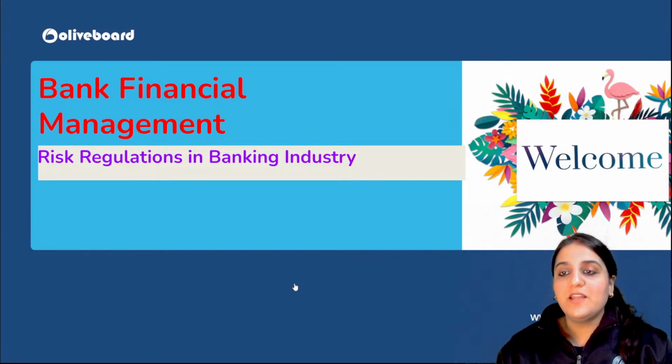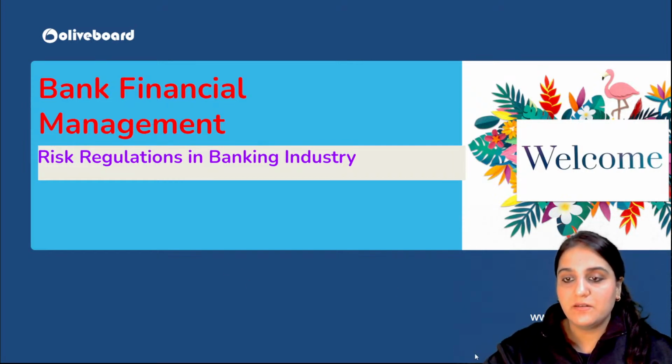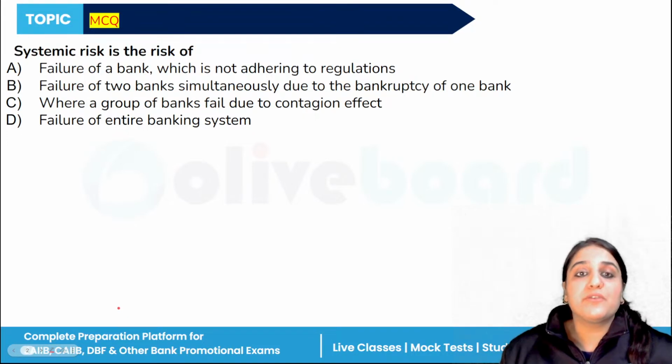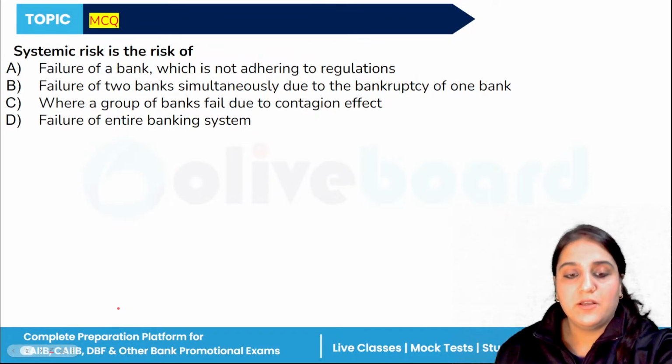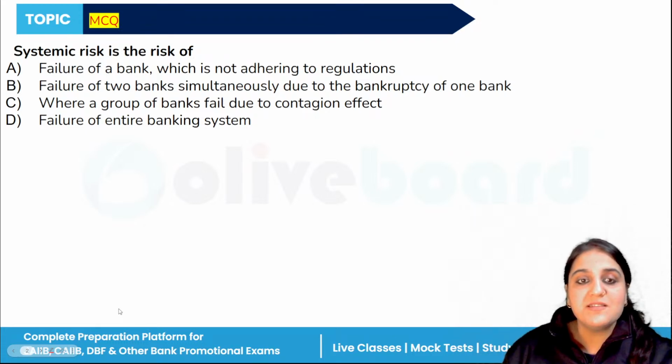So let's start with the class, and here is the first question. As you can see here, systemic risk is the risk of. So you have to tell me, what is the meaning of systemic risk here?